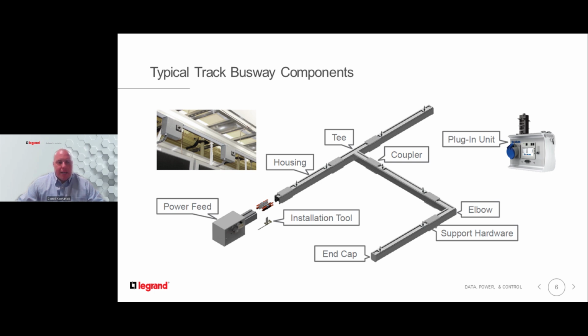So if we look at this slide here, for those who aren't familiar with track busway, very basic. Typically in data centers, we see an end feed, which is the power feed indicated on that slide there, and simply straight runs of bus from there. But some instances do require T's and elbows, which we have as well. So I just wanted to show this to present to the audience who haven't used busway or aren't familiar with that.